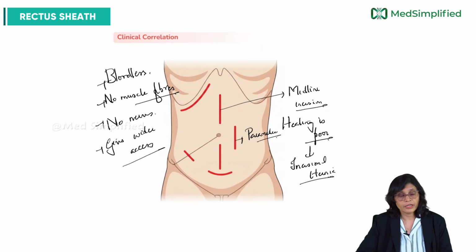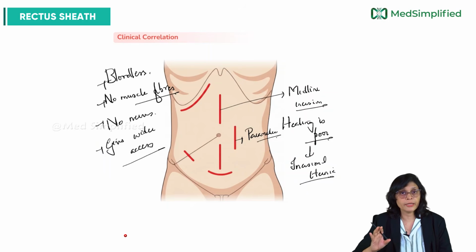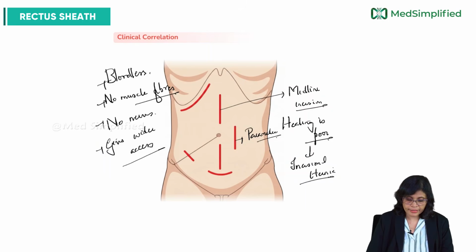When we do the suturing, the wound closure, we close it in layers, one layer at a time. So in paramedian incision, the post-operative weakness and occurrence of incisional hernia is very minimal. So that is more preferred.